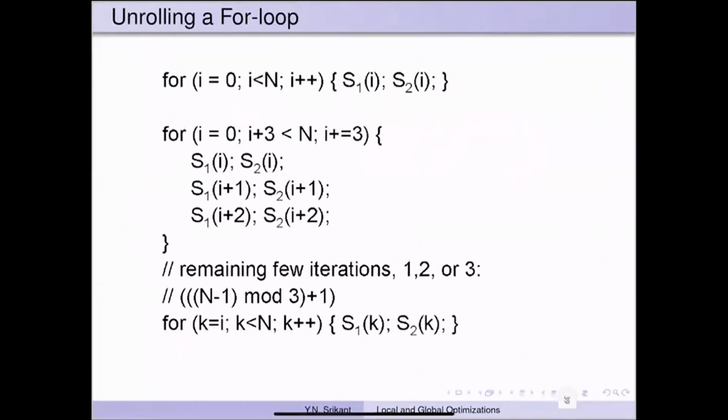So now we go for other simple optimizations. Here is a for loop. Now it's well known that we can unroll the loop. We have S1 of i, S2 of i, S1 of i plus 1, S2 of i plus 1, S1 of i plus 2, S2 of i plus 2. So we unroll the loop. Place 3 iterations inside the same loop. Now the loop has to run with different bounds, obviously. And then there will also be some leftover iterations which have to be performed.